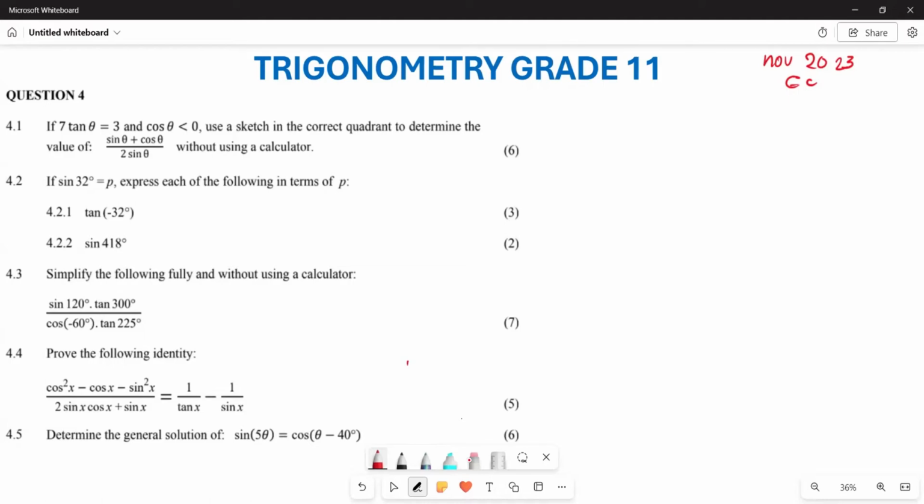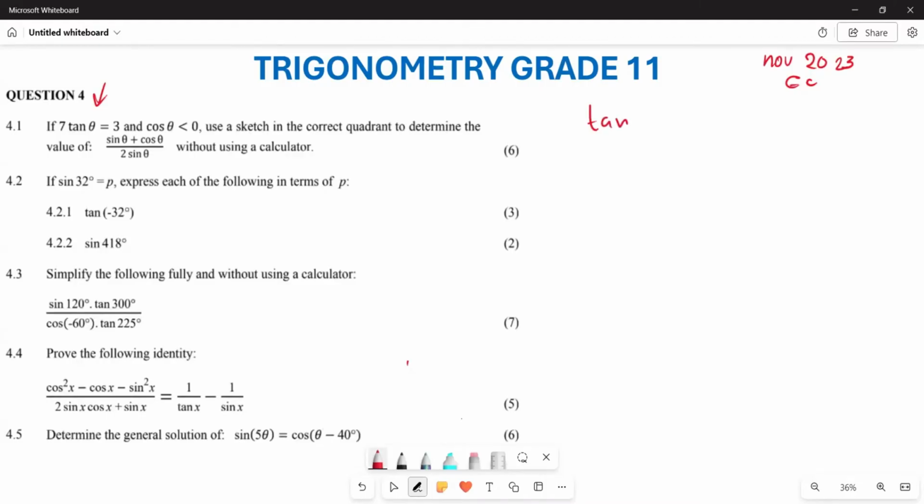The first thing they want us to do is, they're saying if tan of theta is equal to 3 and cos of theta is less than 0, use a sketch in the correct quadrant to determine the value of that, right? So what is the first thing that we need to do? We need to examine the value of your tan. Remember, your tan of theta is the same as what?